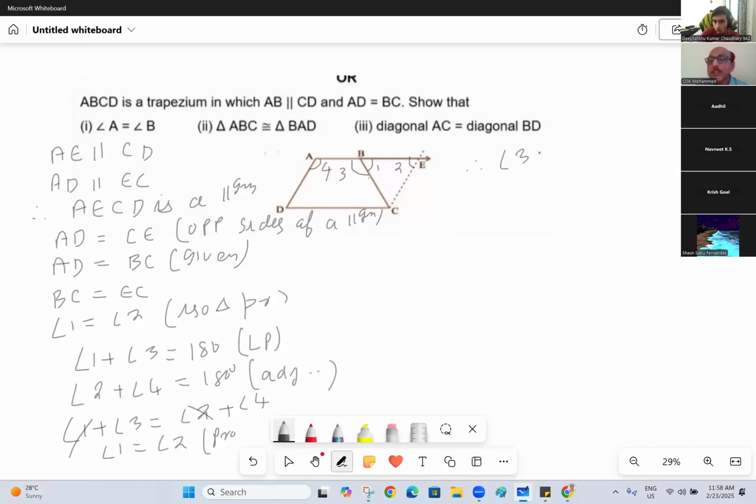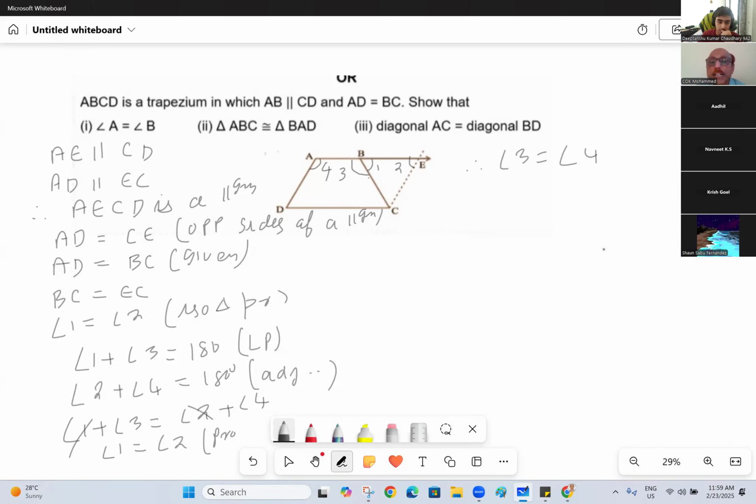Wow, very good. Boys are super boys. I always say ninth standard boys are sigma boys. See, because all are very vigilant. Otherwise, you have not turned on camera. Okay, I understand. But I am asking these questions because I want to check how vigilant you are, how attentive you are. So angle 3 is equal to angle 4. First part is over, isn't it?